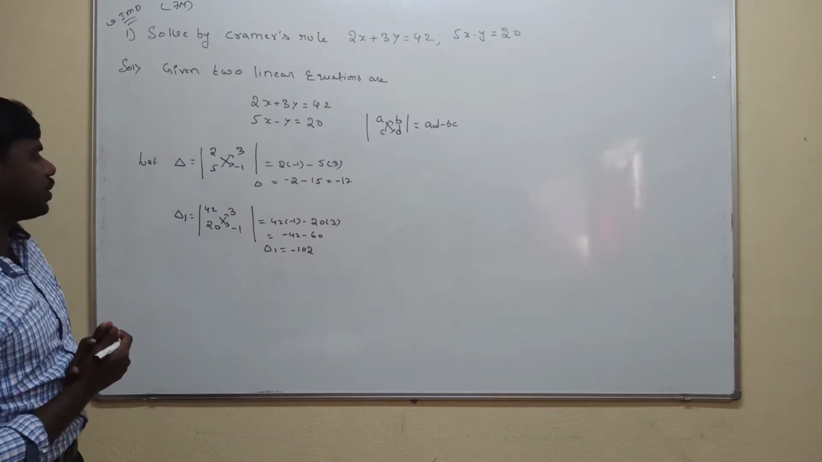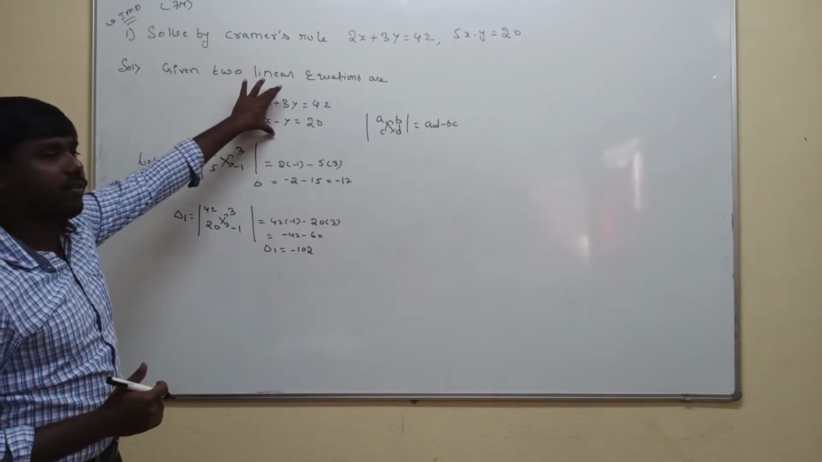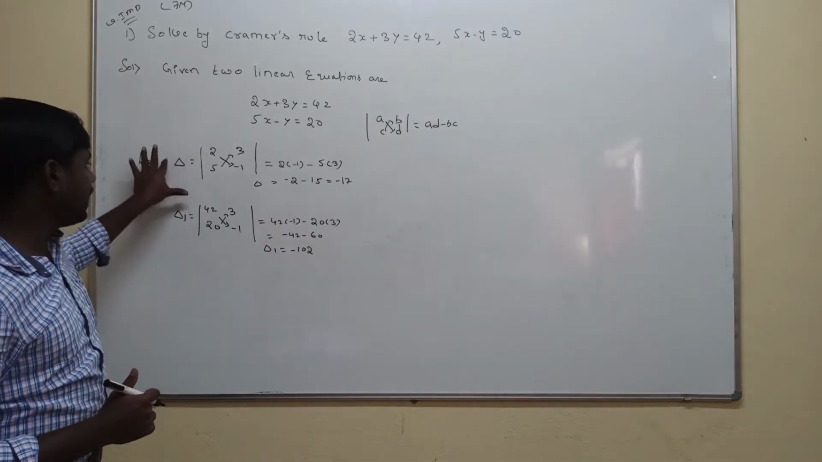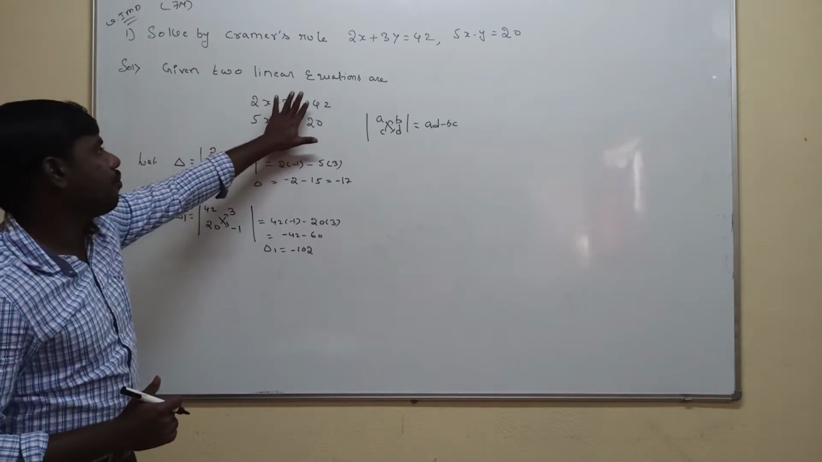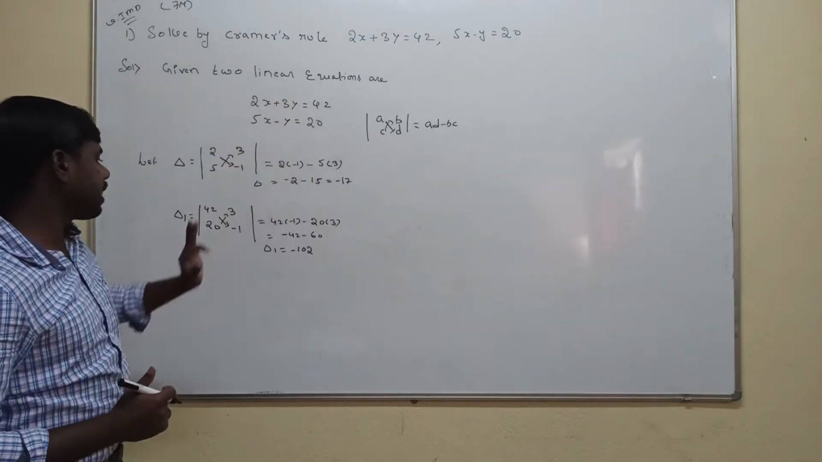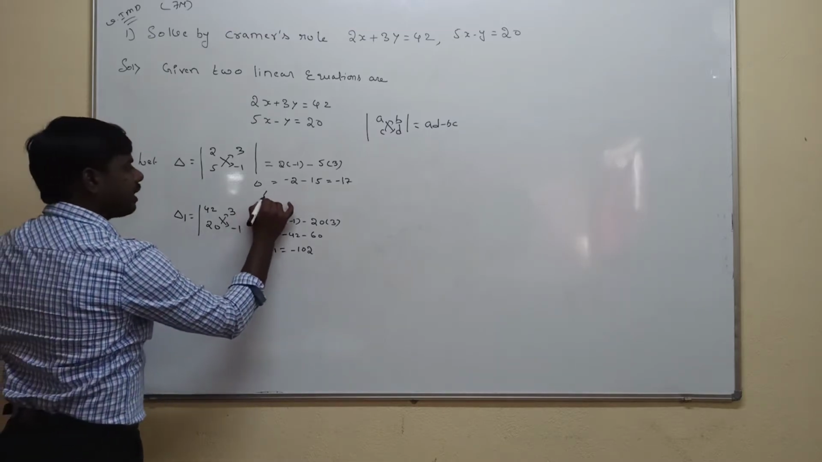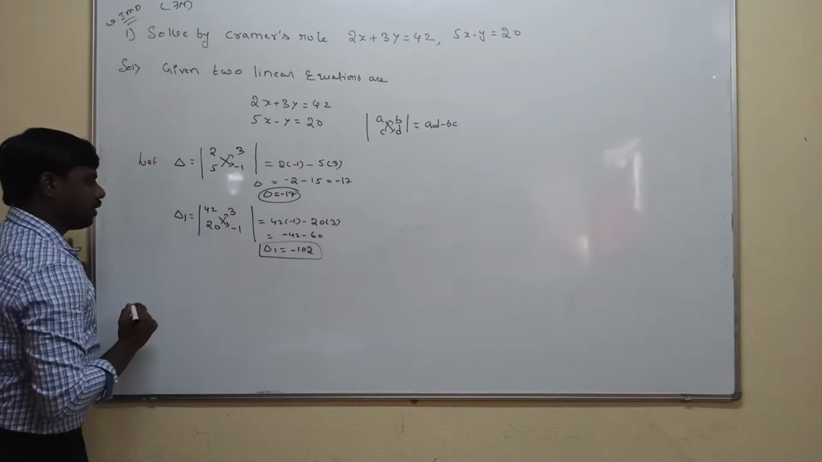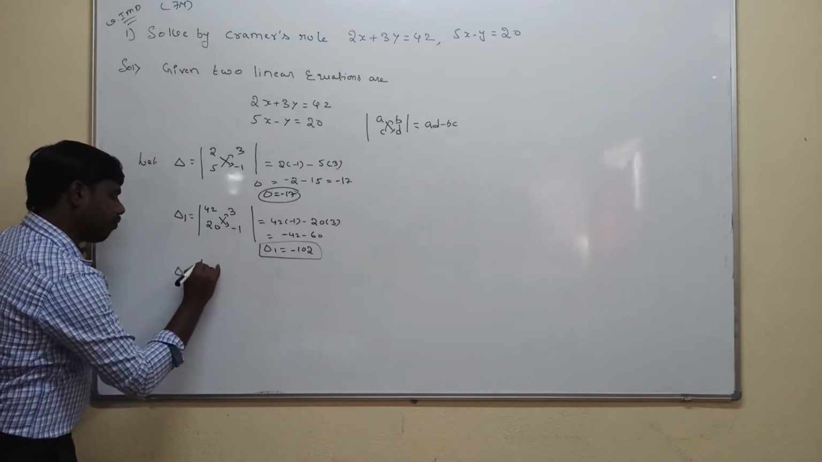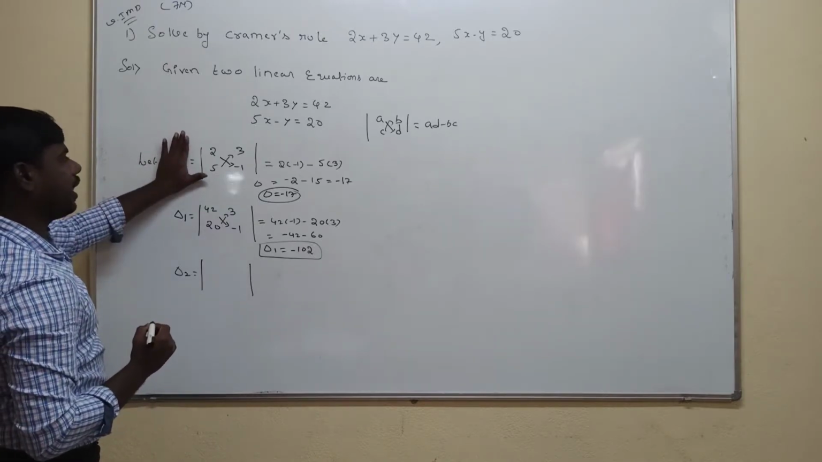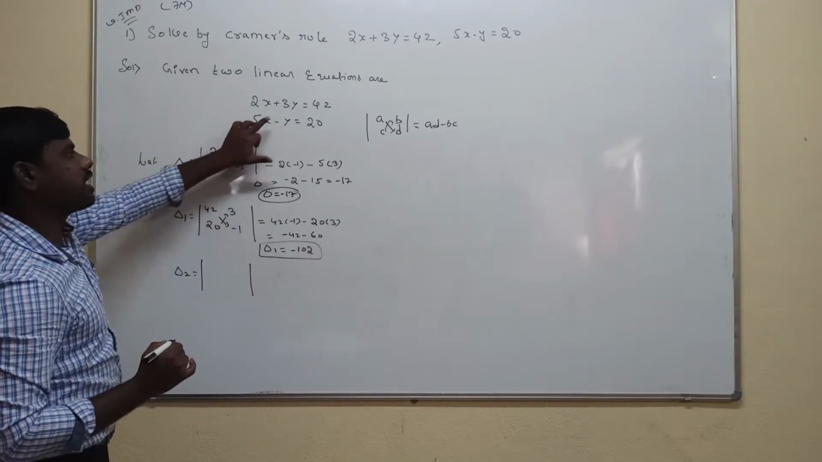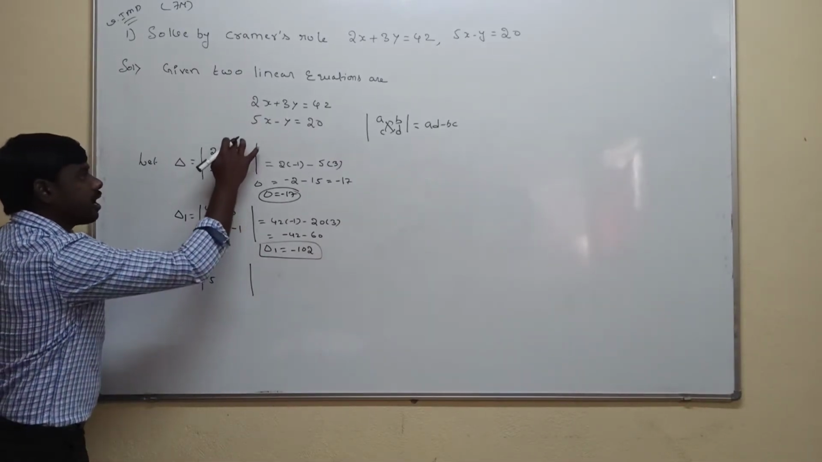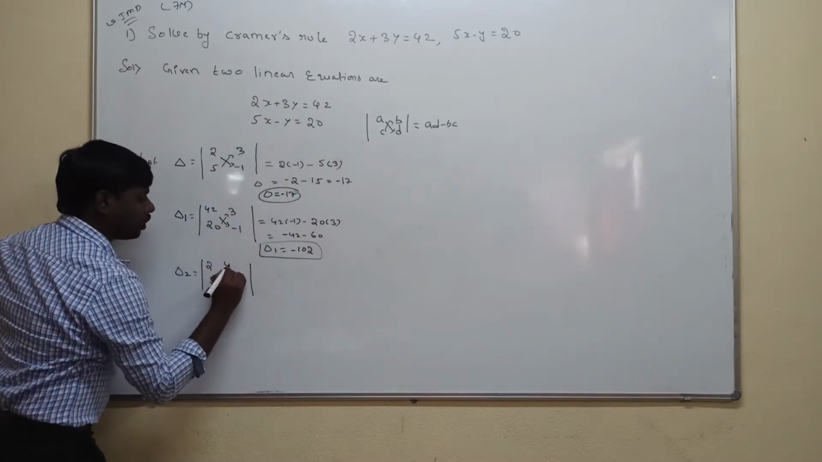Everyone understood? Delta we take from the given equation using the xy coefficient values. Delta 1 we take from delta, with the first column replaced by 42, 20, the C1, C2 values, and the second column written as it is. Next we take delta 2 from delta: the first column as it is, and the second column replaced by 42, 20.